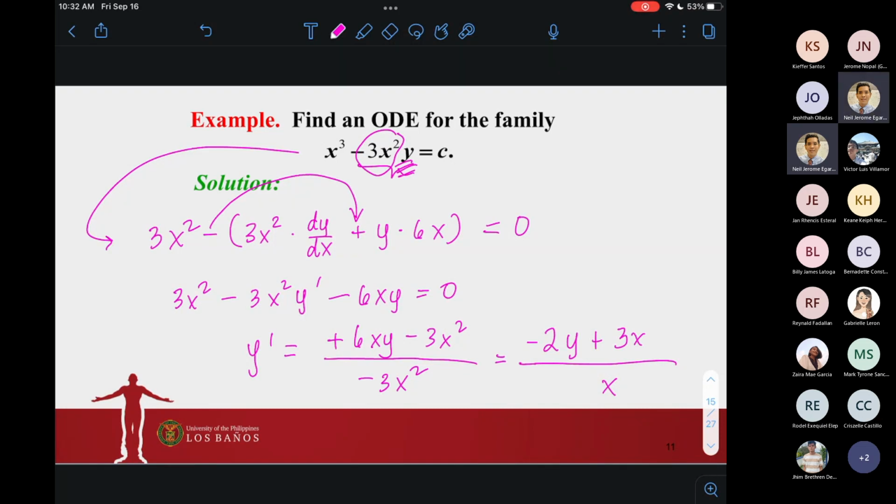All right? Is that correct? Do you agree with that final answer? Okay, mukhang wala nang objection. So any questions so far? Madali lang, no?